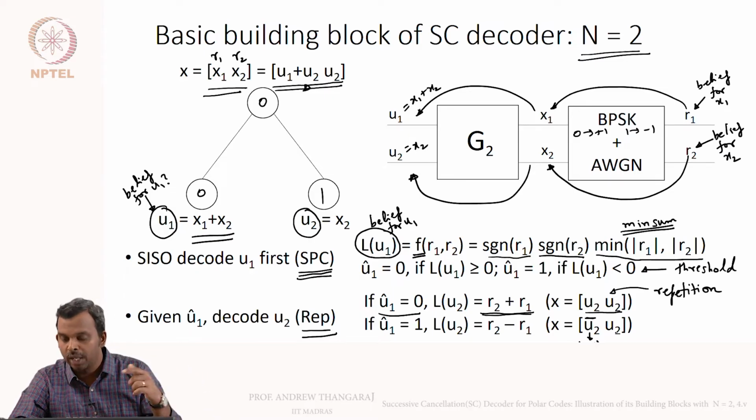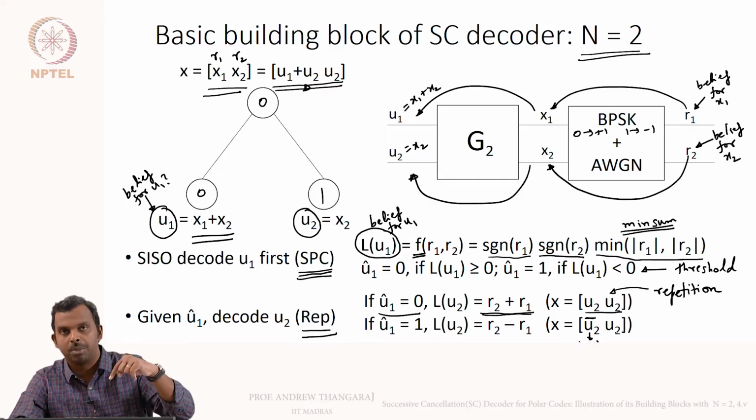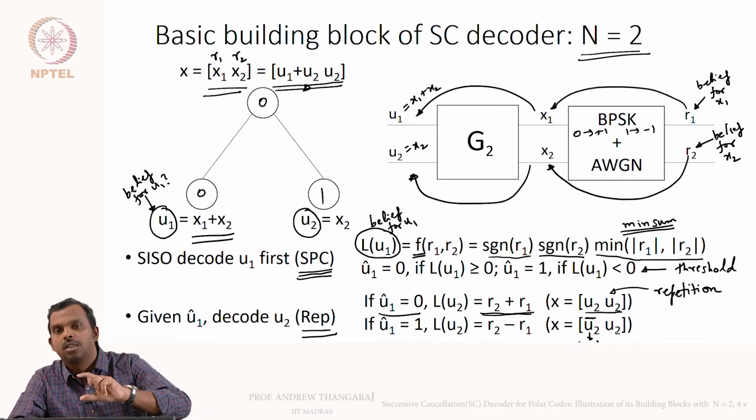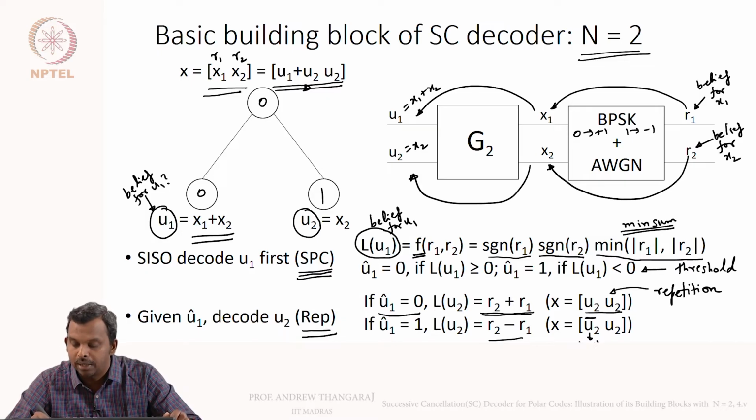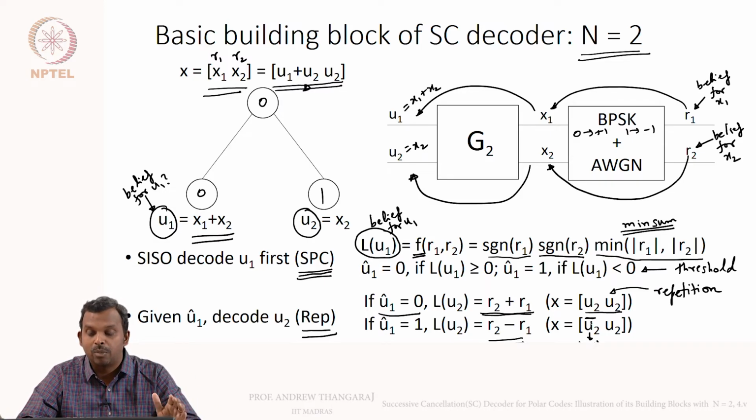So when u1 hat is 1, what you transmitted is u2 complement and u2. R1 is a belief for u2 complement, so minus R1 is another belief for u2. Similarly, R2 is a belief for u2. So what is the total belief? R2 minus R1. It is again an addition, except that because of the complement, you have to do R2 minus R1. Once again, I want to emphasize what's going on here.